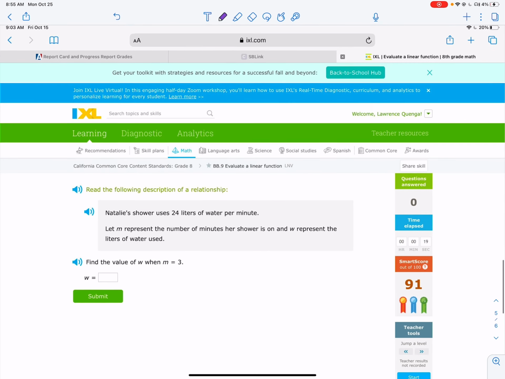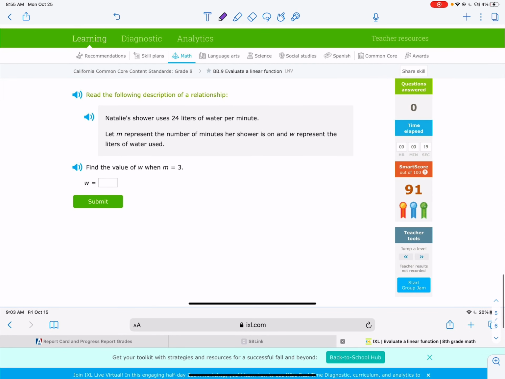All right, let's just keep rolling. So now we have to figure out what this equation is. Natalie's shower uses 24 liters of water per minute. Let M represent the number of minutes her shower is on, and W represent the liters of water used. So we want to figure out how much water she used, and she uses 24 liters per minute. So 24 times M, however many minutes she's in the shower.